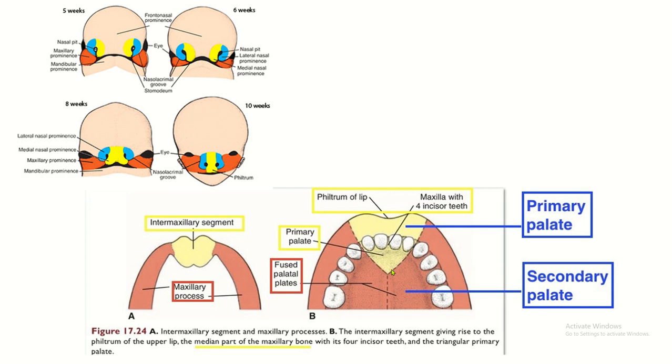The primary palate is fused with the secondary palate. Secondary palate is formed from the maxillary prominence. From the maxillary prominence, two palatine shelves are developed and they fuse with each other. Not only they fuse with each other, in front they also fuse with the primary palate, and like this definite palate is formed. So the palate is formed from two sources. From the intermaxillary segment, primary palate is developed, and from the maxillary prominence, the secondary palate is formed.